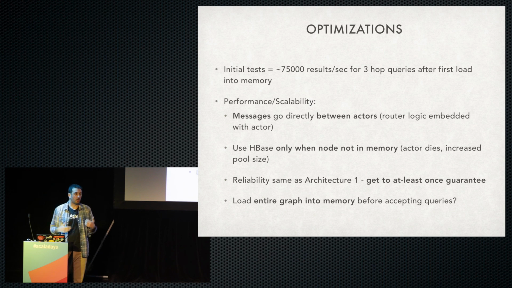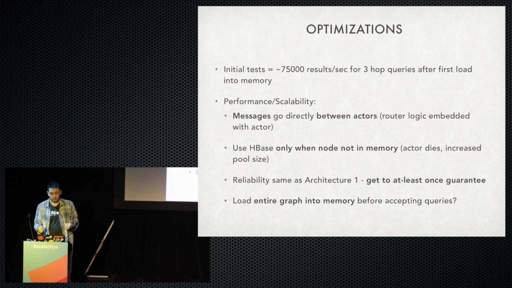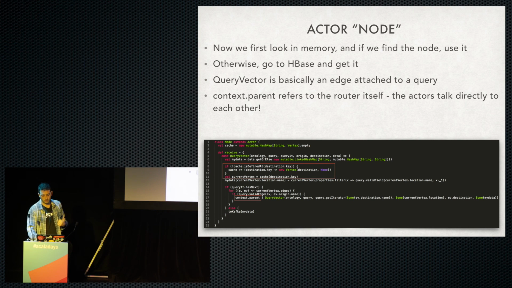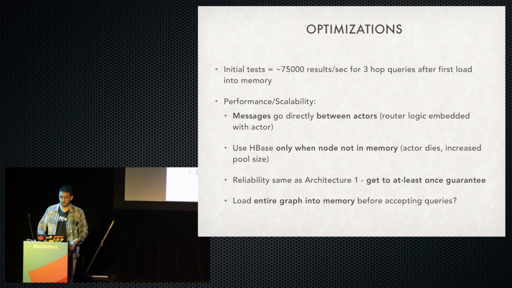So initial tests for the 3 hops show us roughly 75,000 results a second. And that's after the first load into memory. So the way that this works is essentially, if you go back to here, again, if I don't have the vertex in memory, then I'm just going to go and get it from Hbase. So once I have everything in memory, then it's just much faster. So this number is basically after we've loaded everything into memory.